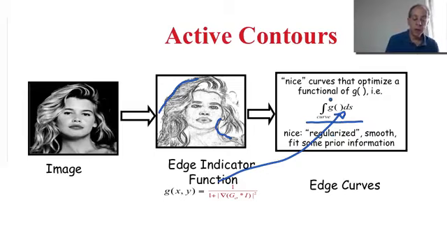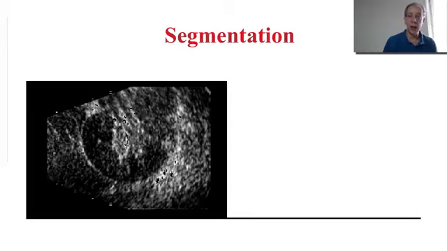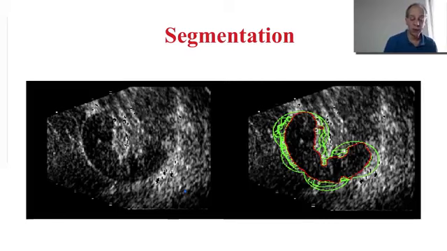We move it towards the minima of that function, and those are curves that are traveling around low values of g, which means traveling around edges. And that's basically how we get the equation for active contours. Let's see that equation again. Before that, I want to show you just one example. I think it's a nice example in ultrasound.